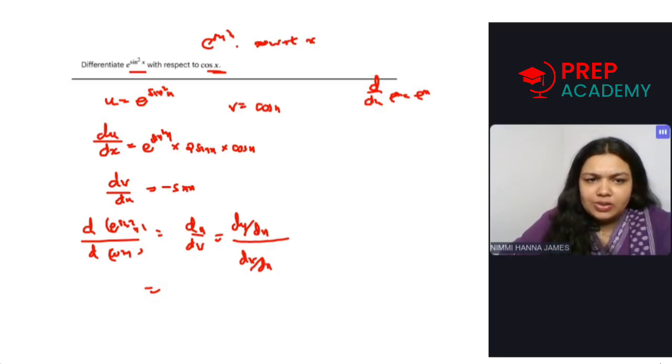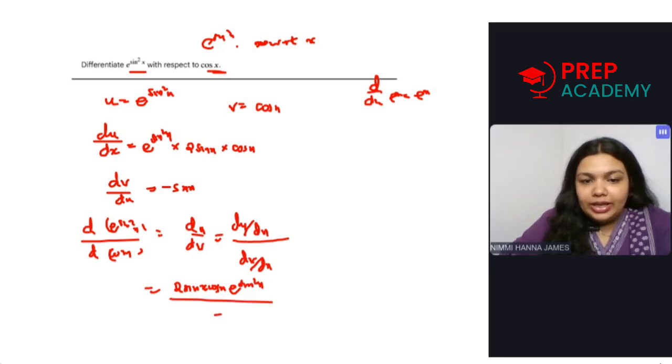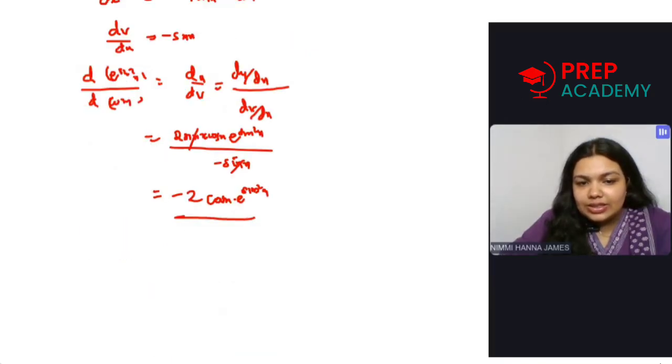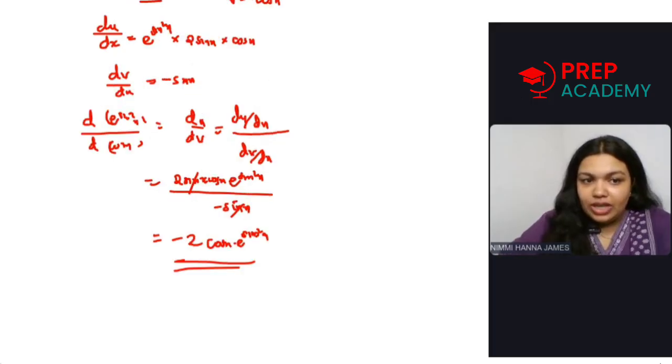We know du by dx is what? 2 sine x cos x e raised to sine square x, by dv by dx, which is minus sine x. So here the sine and sine will get cancelled and minus 2 is there. So minus 2 cos x e raised to sine square x is the answer. So this is how you differentiate a function with respect to another function. We consider it as two different functions, differentiate them accordingly, and then take their ratios.